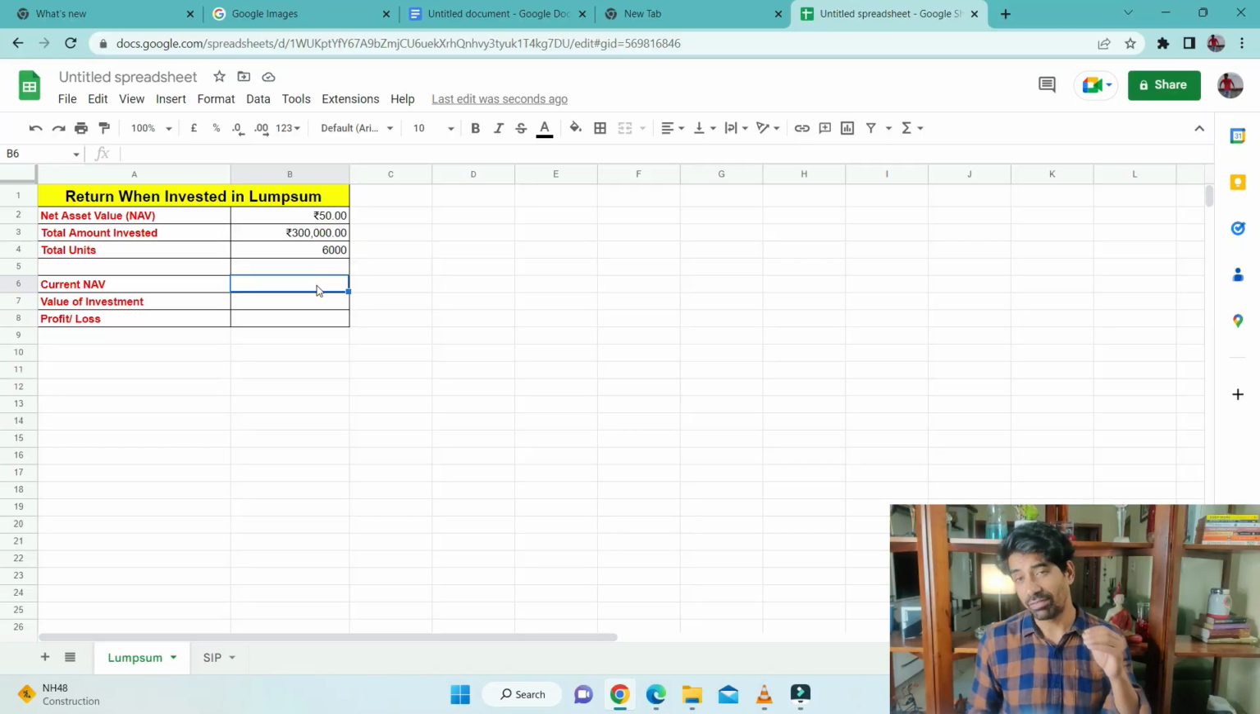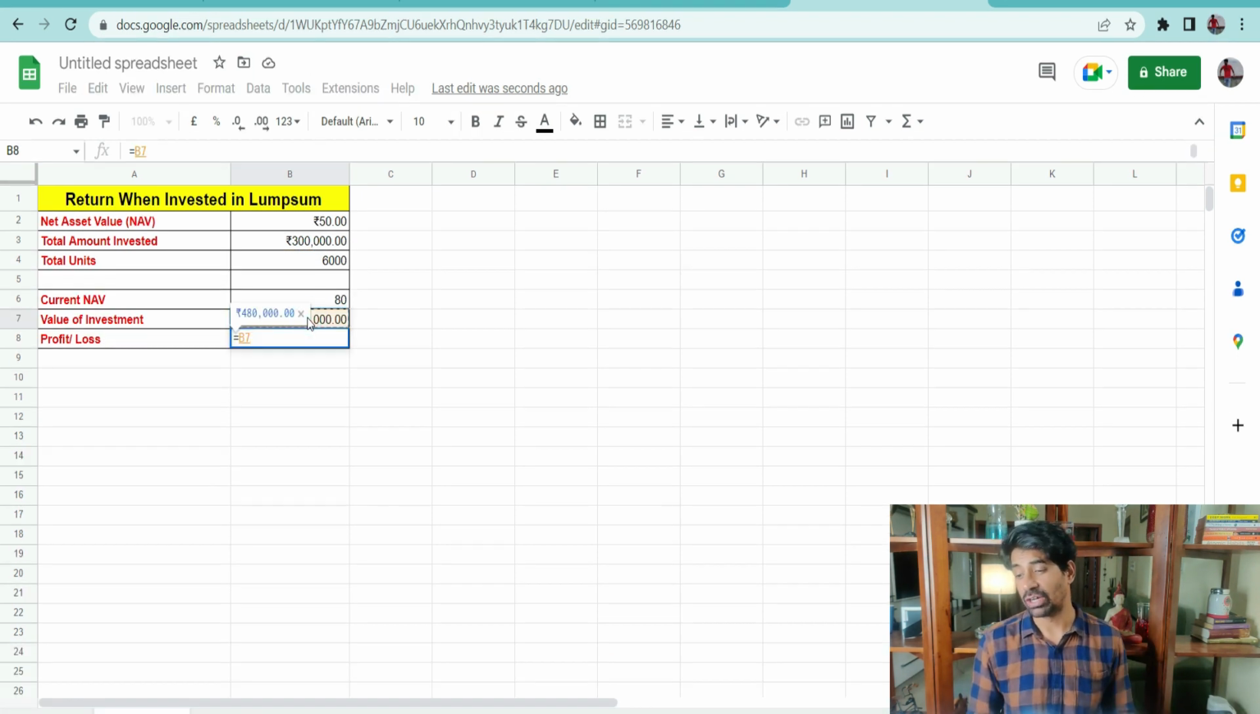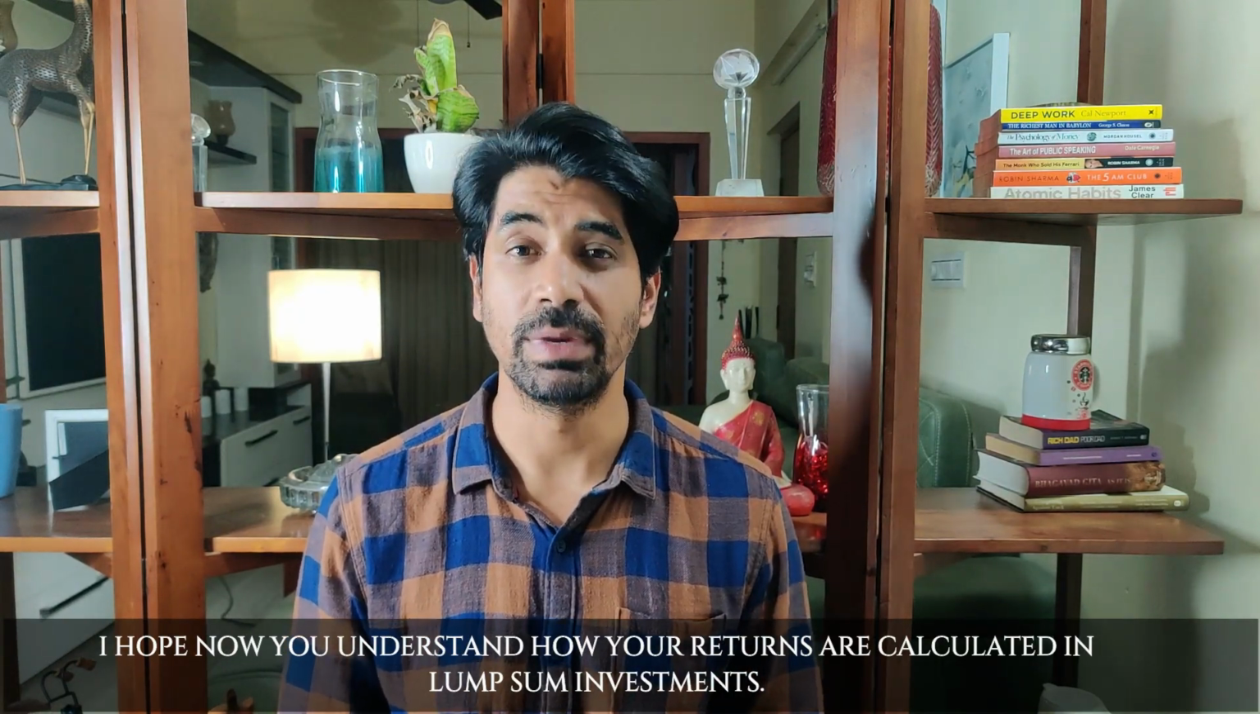Let's say after 2 years, the NAV becomes 80. And if you want to sell your mutual fund at that particular time, the calculation would be 6,000 rupees into 80, which is 4,80,000 rupees. That would be the profit of rupees 1,80,000. So as your NAV moves, your return would change. I hope now you understand how the returns are calculated in lump sum investment.